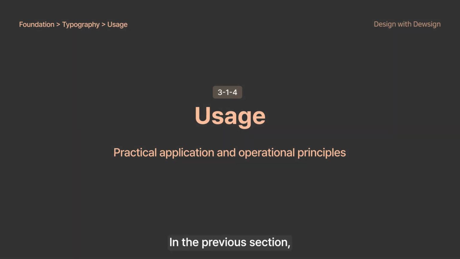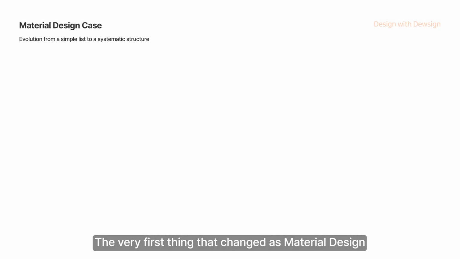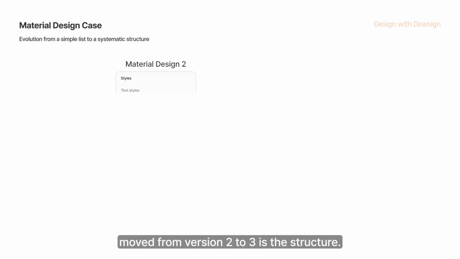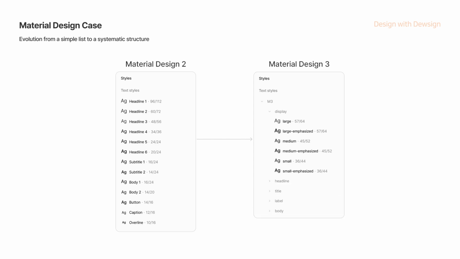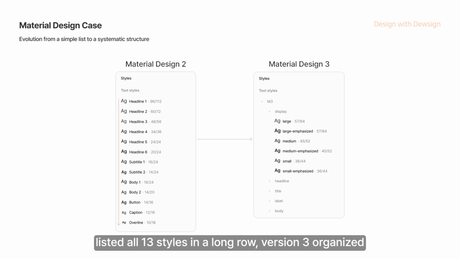In the previous section, we explored the roles of assigning labels to text. Now, it is time to look at how to apply and operate these roles on actual screens. Through the cases of material design and ant design, let's check out the practical applications for creating a more efficient design system right now. The very first thing that changed as material design moved from version 2 to 3 is the structure. While material design 2 simply listed out 13 styles in a long row, version 3 organized everything into 5 roles, from display to body.